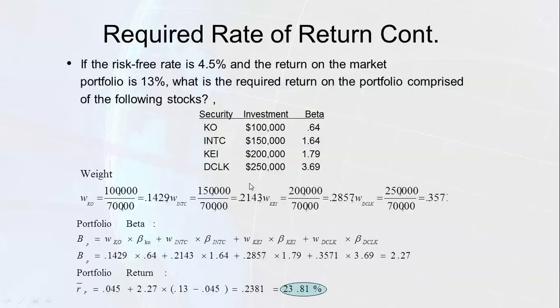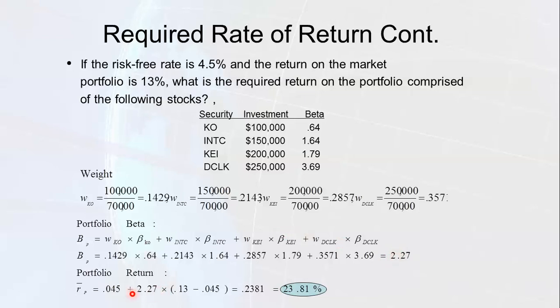Okay, multiply the weight of each security with the beta of each security. So your weight of KO, which is 14.29%, and the beta of KO is 0.64, is gonna give us a number, and you do the same thing for each of these securities. So multiply weight with the beta and you're gonna get portfolio beta. So we got a portfolio beta of 2.27. It's not a percentage, okay? Make sure you don't get confused. Beta is not a percentage. It's just a number.